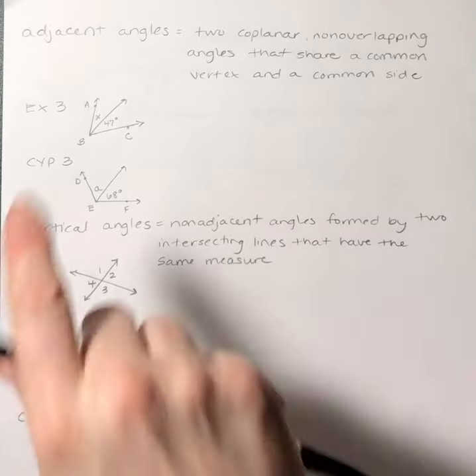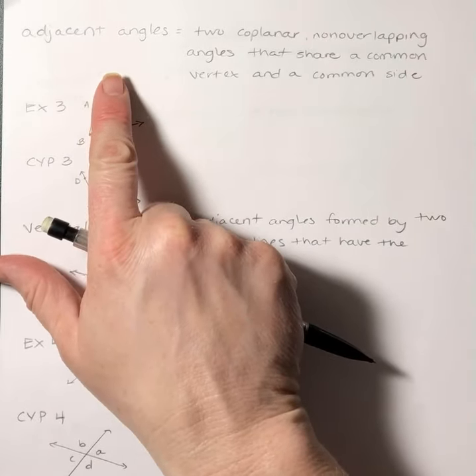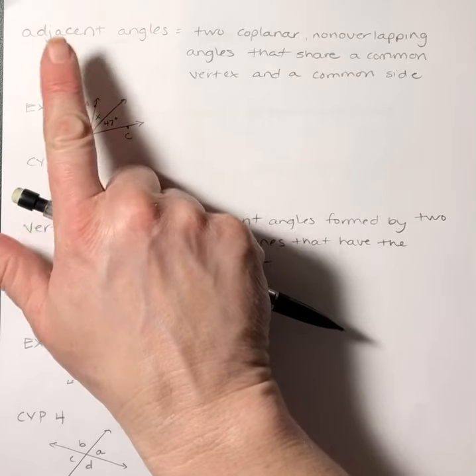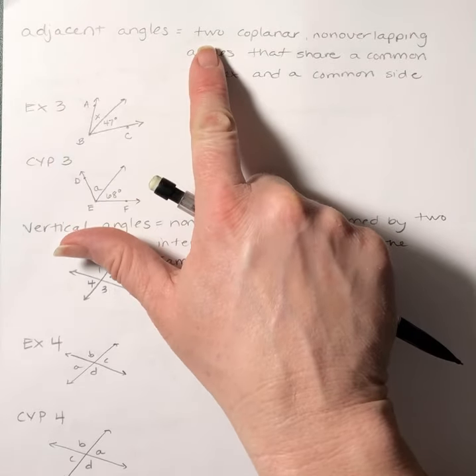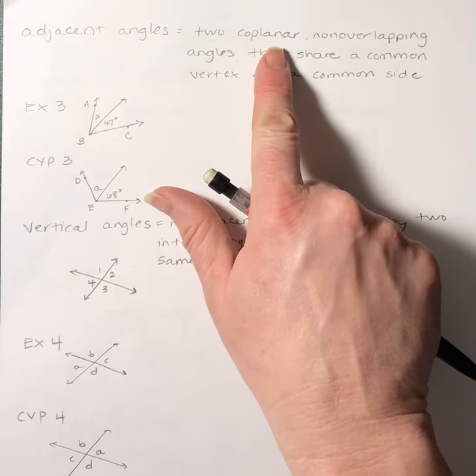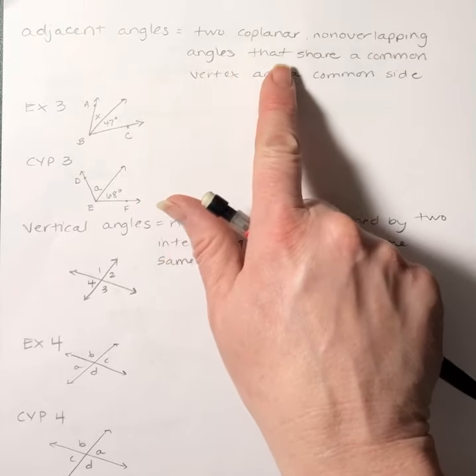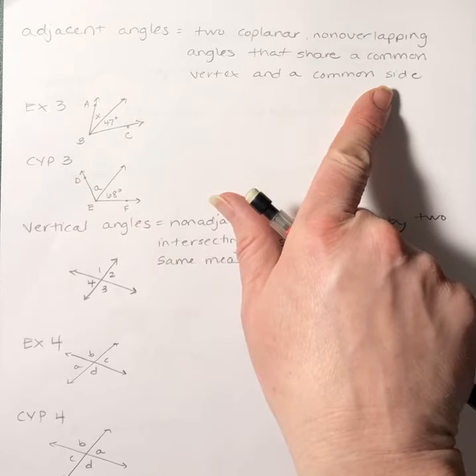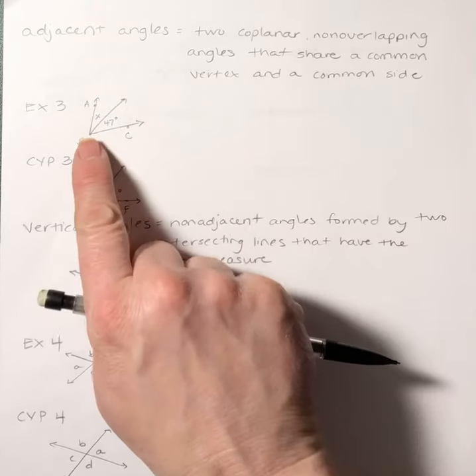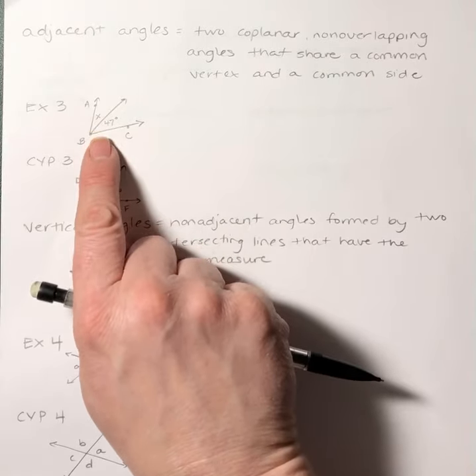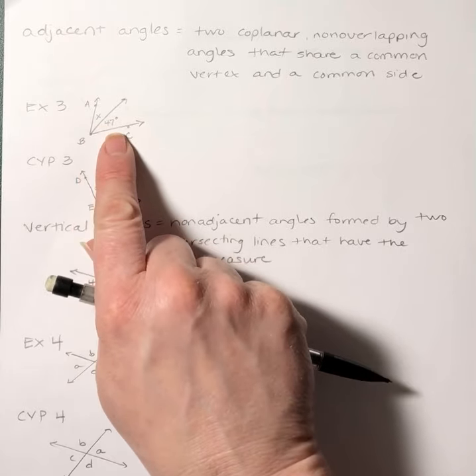All right, next we have adjacent angles. Adjacent means next to. So the technical definition is two coplanar, meaning on the same plane, non-overlapping angles that share a common vertex and share a common side. So example 3 has a picture with two adjacent angles.